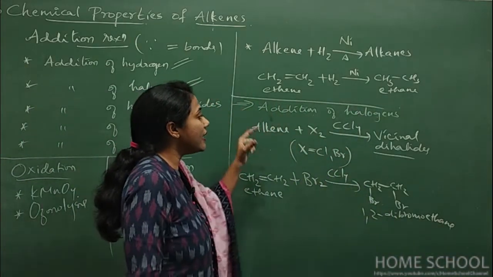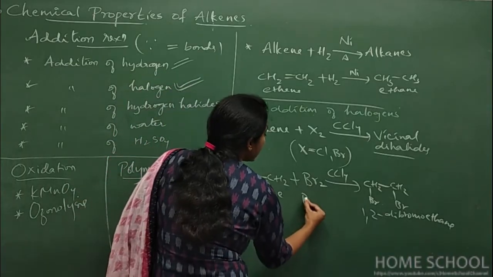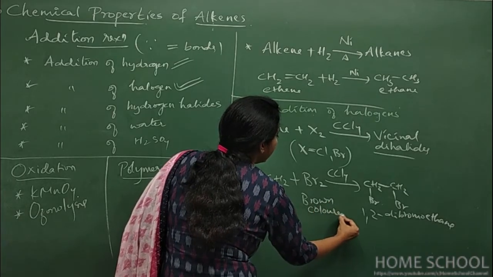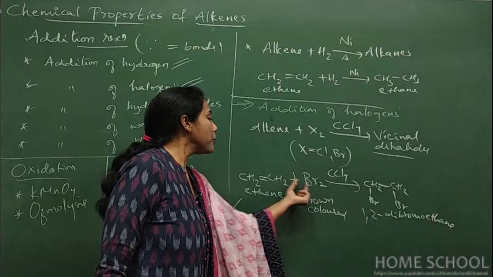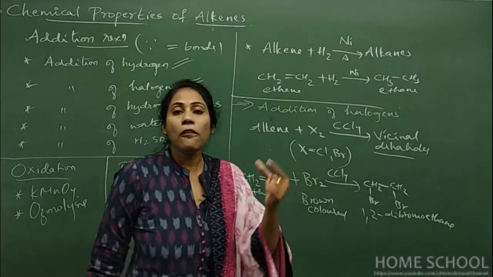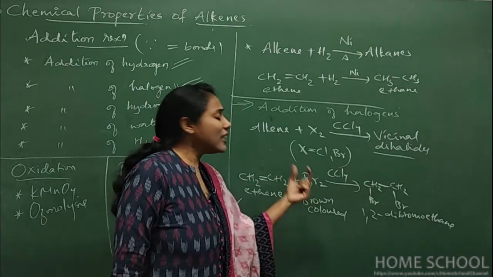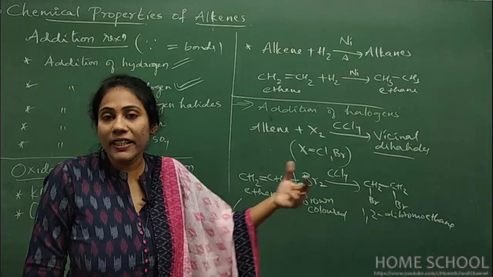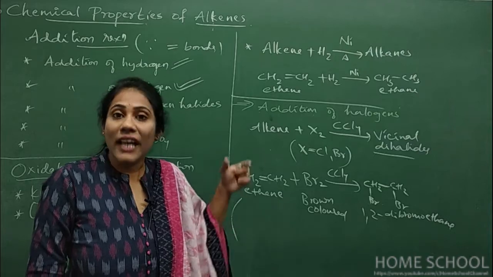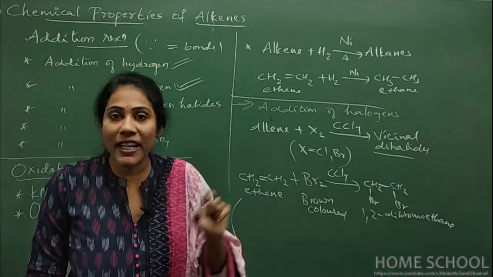There is one importance for this reaction. Usually bromine is a brown colored liquid. The moment bromine gets added to carbon atoms, the brown color of bromine gets discharged. That means the brown color vanishes. That is what we mean by the brown color of bromine getting discharged. So that is the reason this reaction can be used as a test for unsaturation.